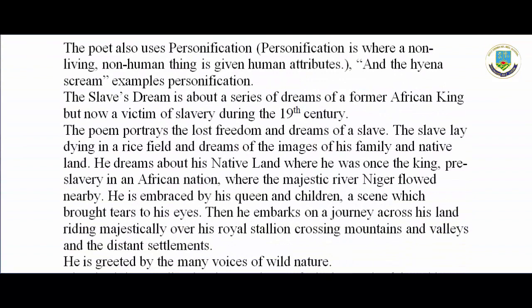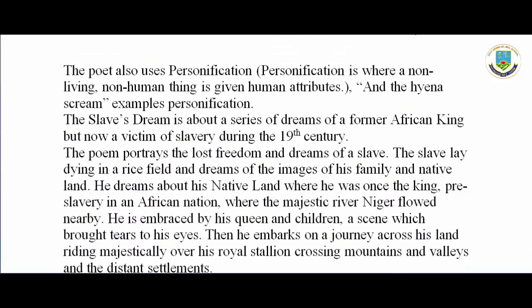Moving on, we also have examples of personification. The poet also uses personification, this, you know, my dear students.